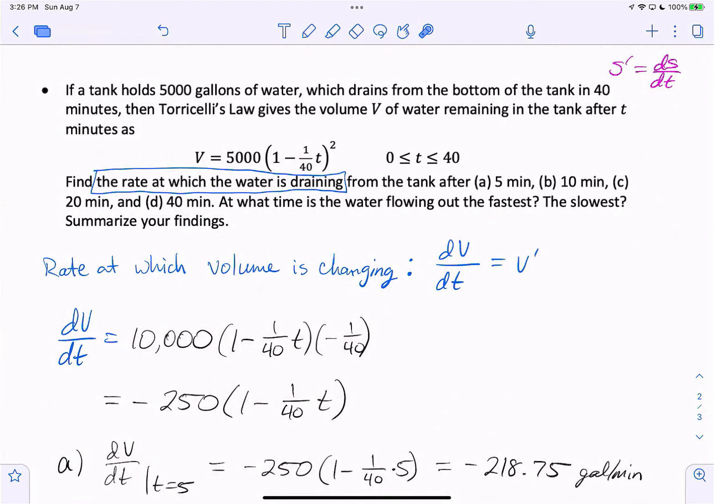For the derivative, I use the power rule. 2 times 5,000 is 10,000. And then we have times 1 minus 1 over 40t. And then the chain rule, the derivative of 1 minus 1 over 40t is negative 1 over 40. And I simplified, so we have that dv dt is equal to negative 250 times the quantity of 1 minus 1 over 40t. Because we're evaluating this, this is a good form for the derivative, and all I need to do is plug in 5 in place of t to find out the rate that it's draining at 5 minutes. And I see that that's negative 218.75 gallons per minute.